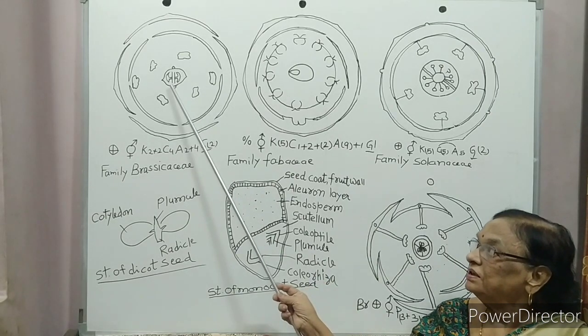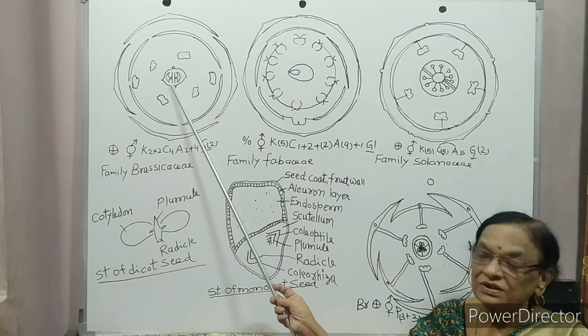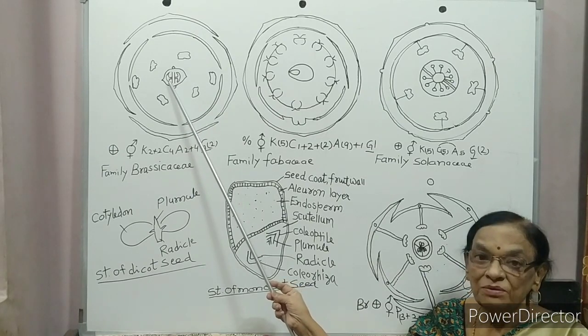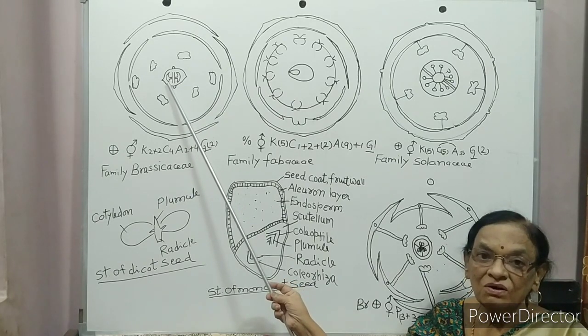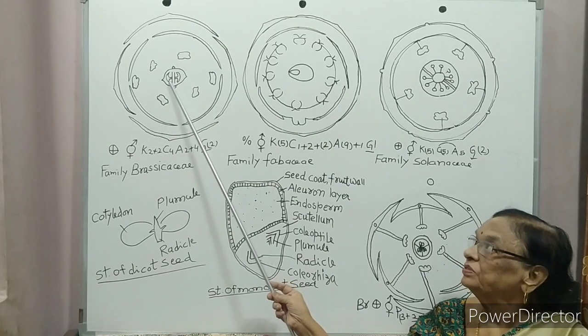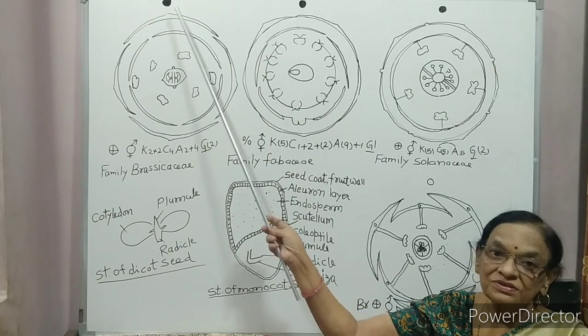The innermost part is the ovary having axile placentation. This ovary is divided into two chambers. The chambers are called locules, and these are the ovules. This is called the embryonal axis.